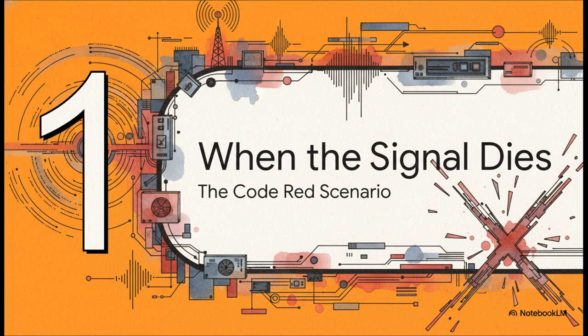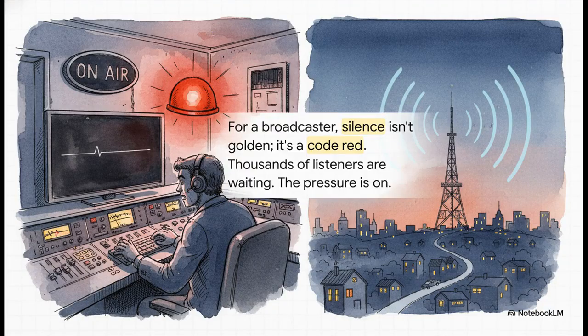So let's set the scene. Picture it. It's a totally normal day, the station's running like a dream, and then nothing. The signal is just gone. This is exactly where your training and what we're talking about today kicks in. Yeah, for a broadcaster, silence is absolutely not golden. It's a code red. It means all your listeners are hearing is dead air, and the pressure is on you to find the problem and find it fast. But don't panic. We've got a plan.